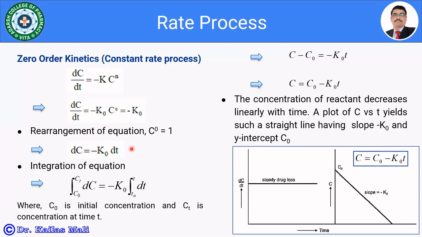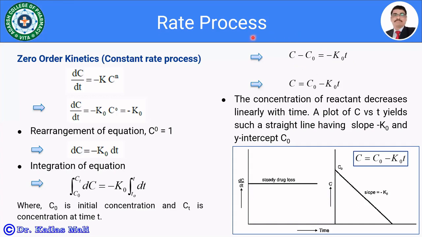Now, integrate the equation as when t is equal to 0, C becomes C0. When t is equal to t, C becomes Ct. Here C0 is the initial concentration and Ct is the concentration of a drug at a time t. So after integration, integral from C0 to Ct of dC is equal to minus K0 times integral from 0 to t of dt, we will get the equation C minus C0 is equal to minus K0 t.